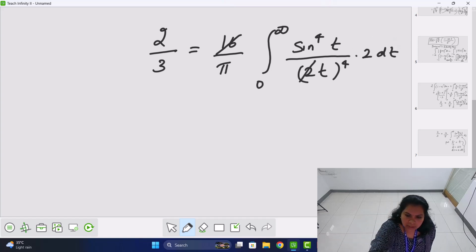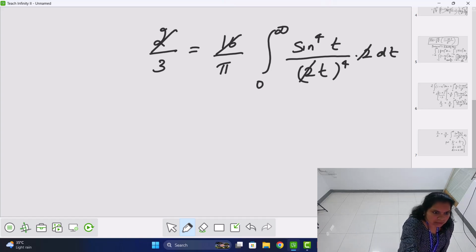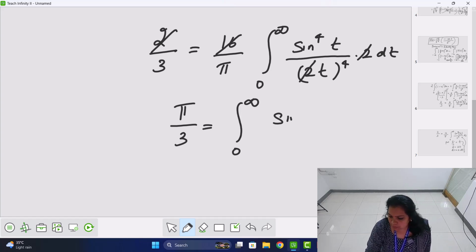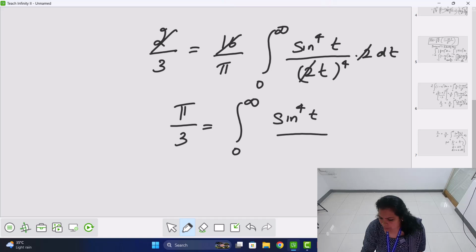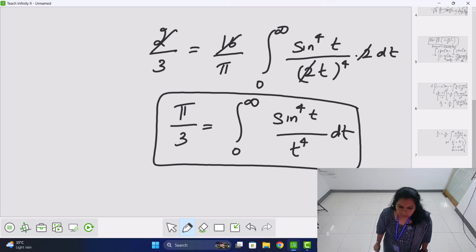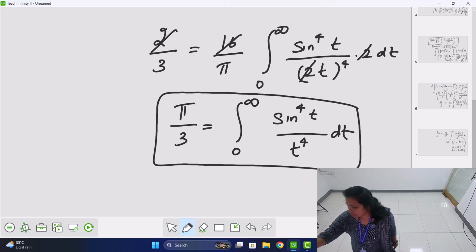So this will get cancelled. This 2 also will get cancelled. So bring the pi to the other side. So pi by 3 equal to integral 0 to infinity sine power 4t divided by t power 4 into dt. So we got our first solution. Okay, so the problem is solved now.